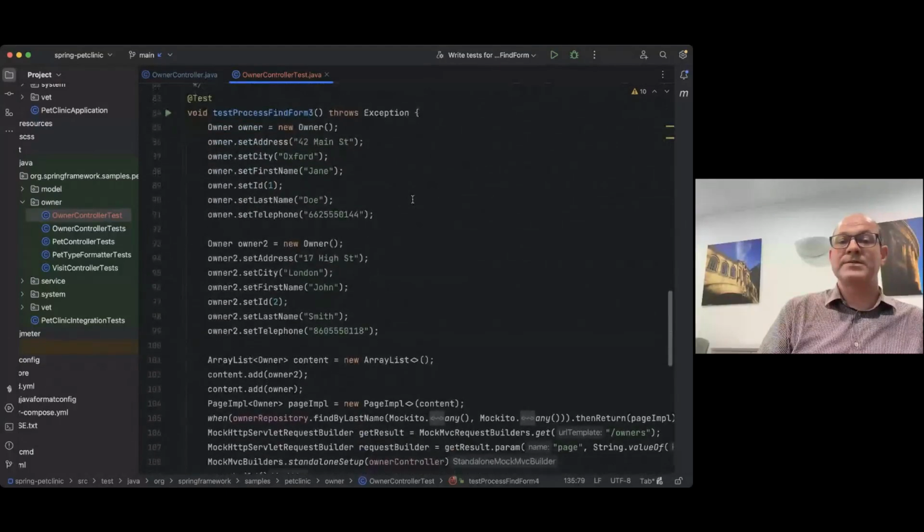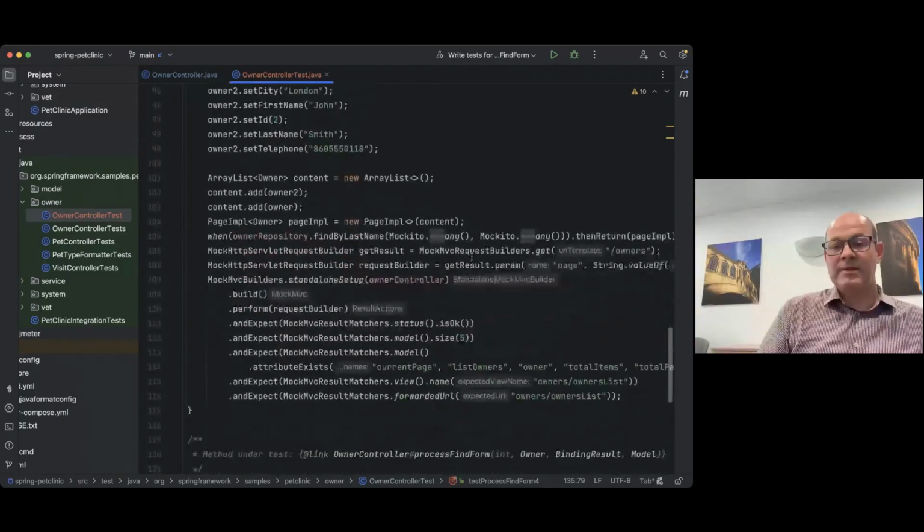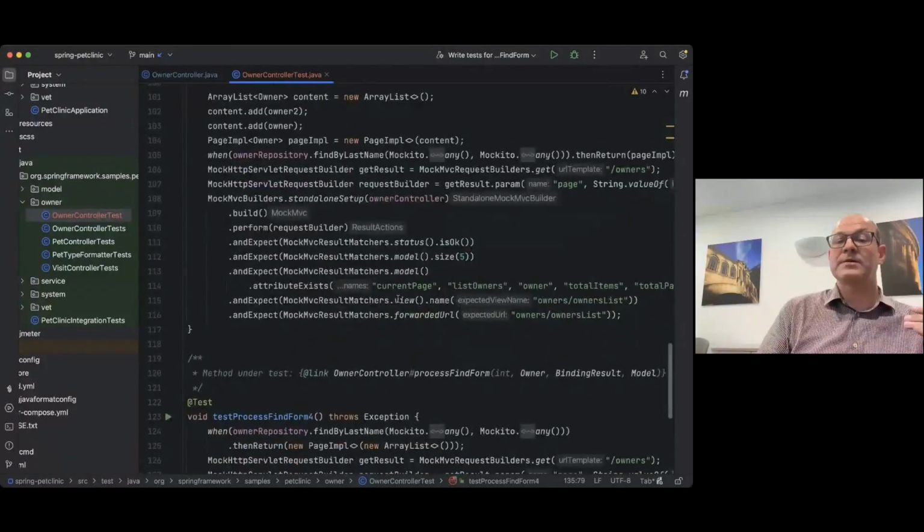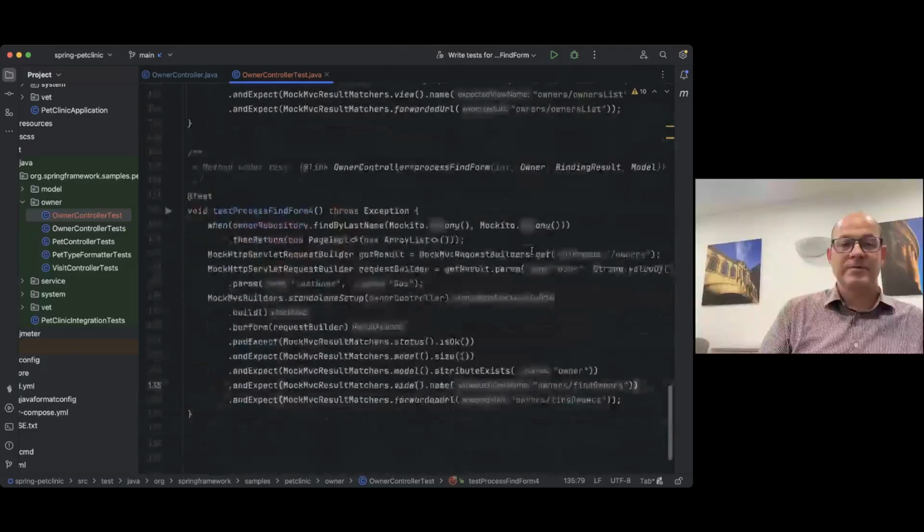And then the third test, you're getting the idea now. We create 2 owners, we return that. And so we check here that we get a page that has all of the right items on it. It has this pagination and so on. We get a list of owners, right? So we're on the owners list page, with these items on it. So we found the right things here.